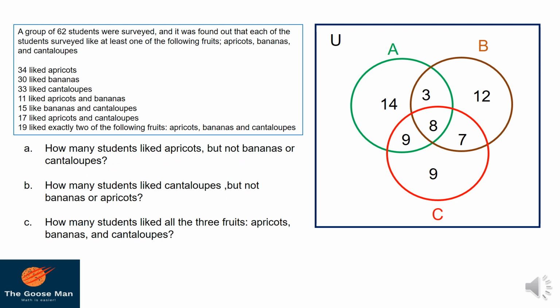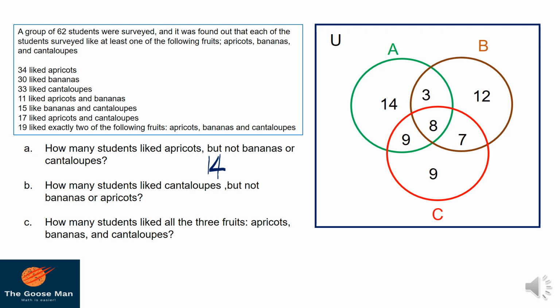Alright, since we now have the Venn diagram of the three circles, let's try to answer the following questions. Number one, how many students like apricots but not bananas or cantaloupes? If we look at our illustration, we have the apricots here, the green circle. However, we are only looking for the apricots only. So the answer here is actually 14, since we are only concerned with the apricots only.